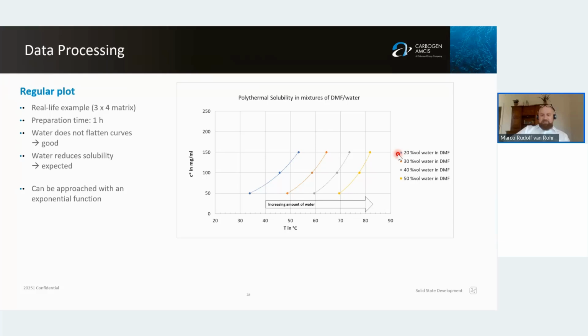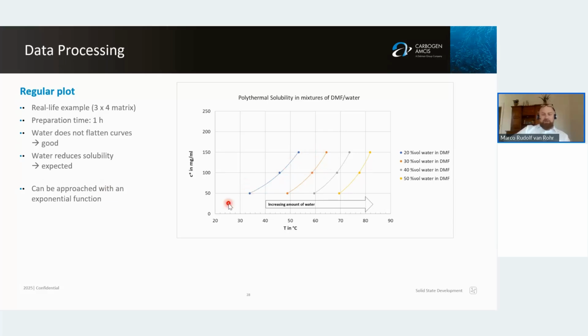What I can see here very nicely, okay, 20% water in DMF is the best solubility, increasing 30, 40, 50% of water in DMF. So the increasing amount of water is giving me a decreasing solubility. For this example, I see that water doesn't flatten my curves. It could be that the last one looks like this and is completely flat. It is not. I think this is really good for an anti-solvent crystallization because it allows me to control via cooling in the end. And water reduces my solubility, so this is exactly what I expect. So I wouldn't say that I have any hydrate formation or something like that.